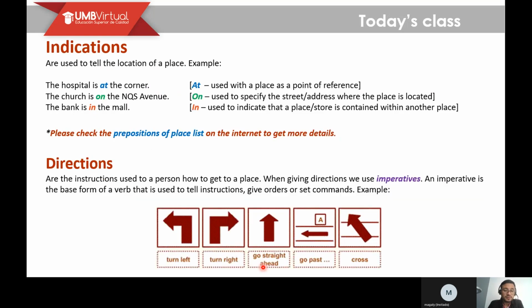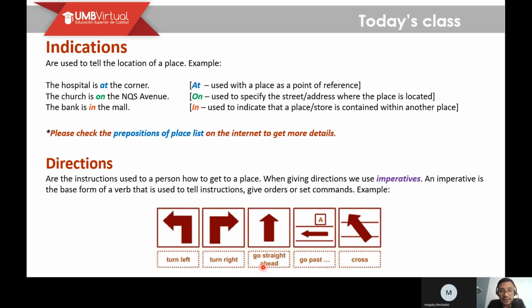All right. Next topic is indications. Indications are used to tell the location of a place. For example, the hospital is at the corner. The church is on the NQS Avenue. The bank is in the mall. So we use at, on, and in. These are prepositions of place, depending on the detail that you may have.